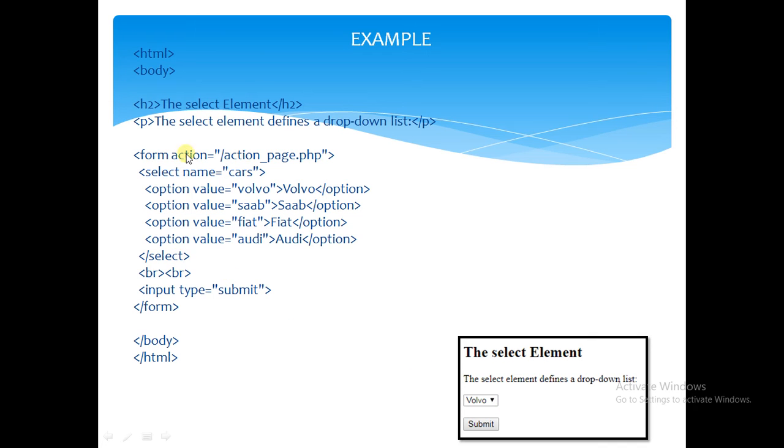Next, after creating the select, we close select and we need a break, input type equal to submit, which means here we create a submit button, and close form, body and HTML. After running this program, we get this type of output.